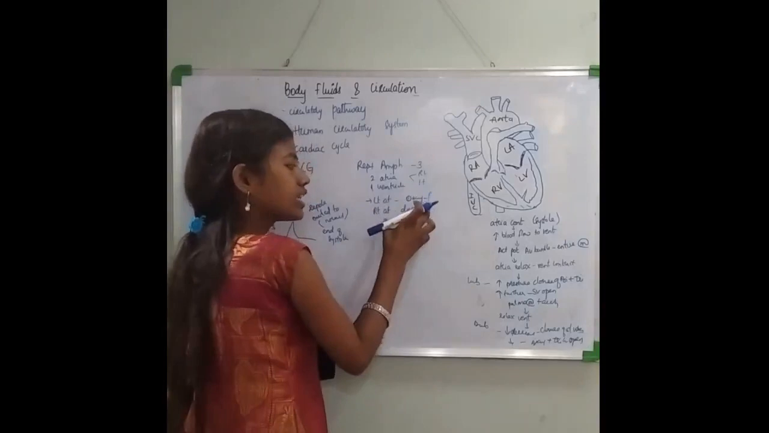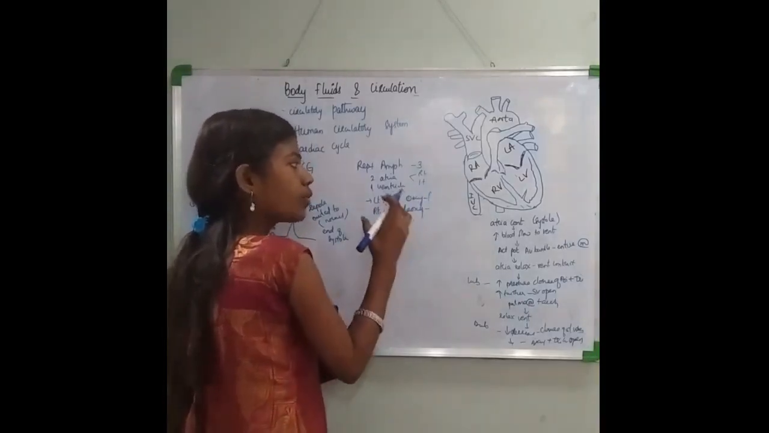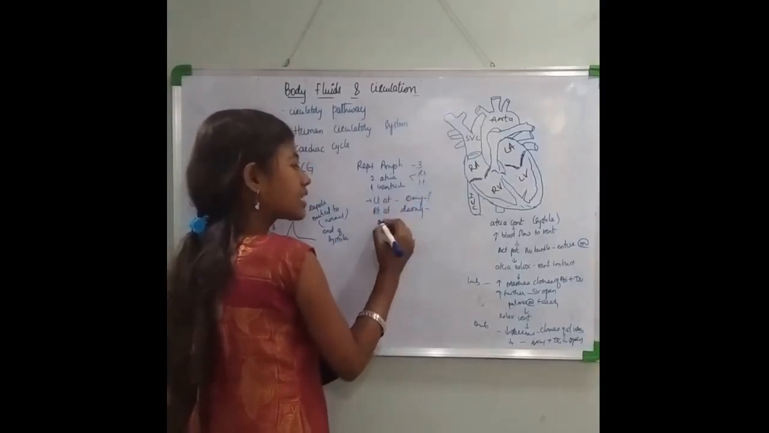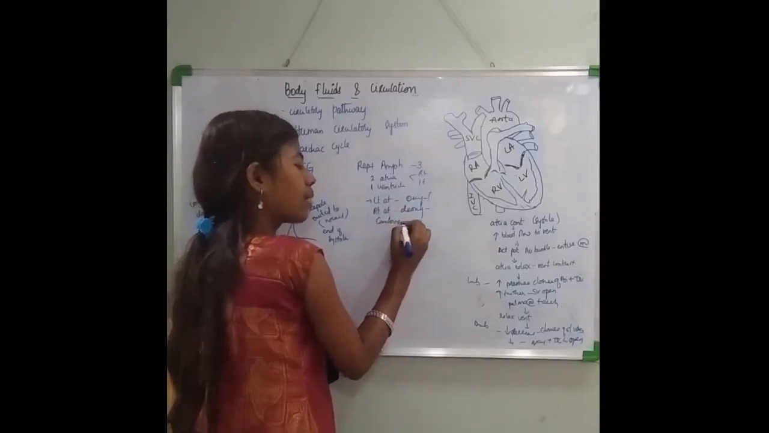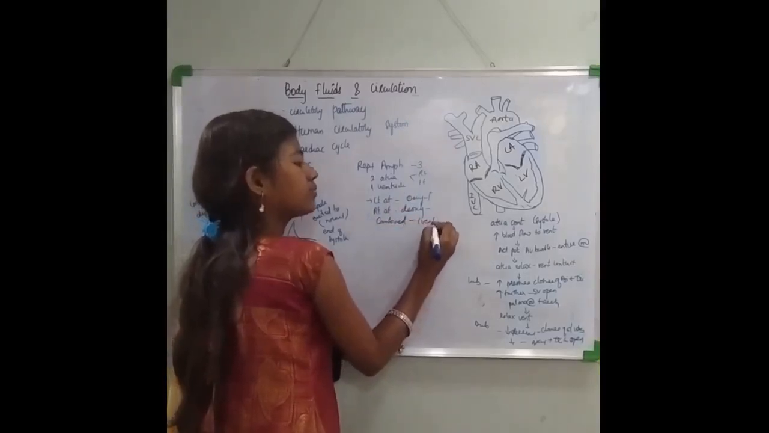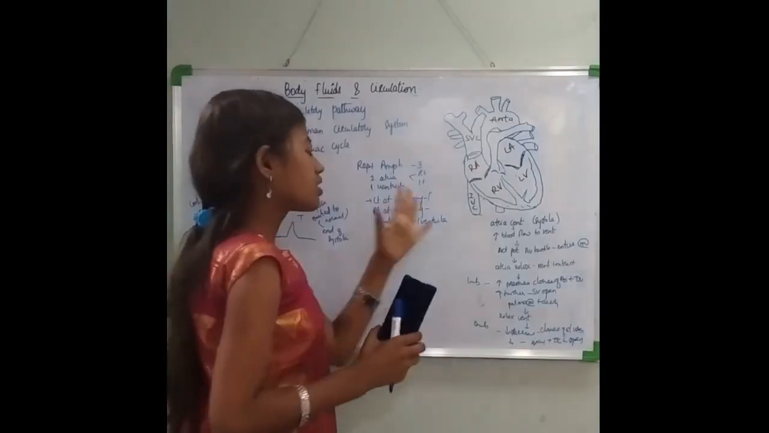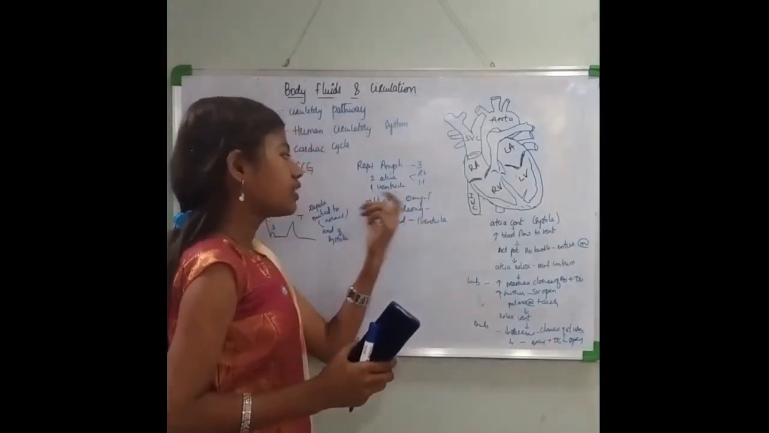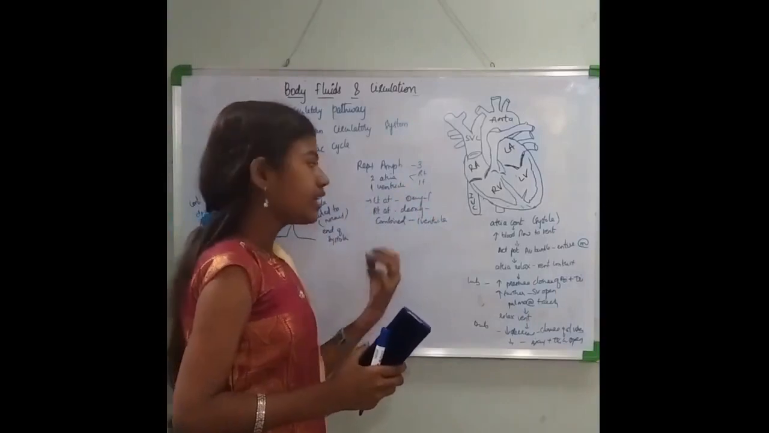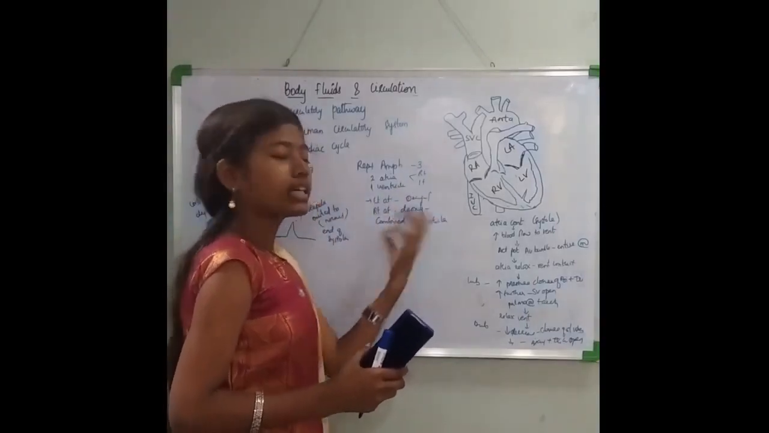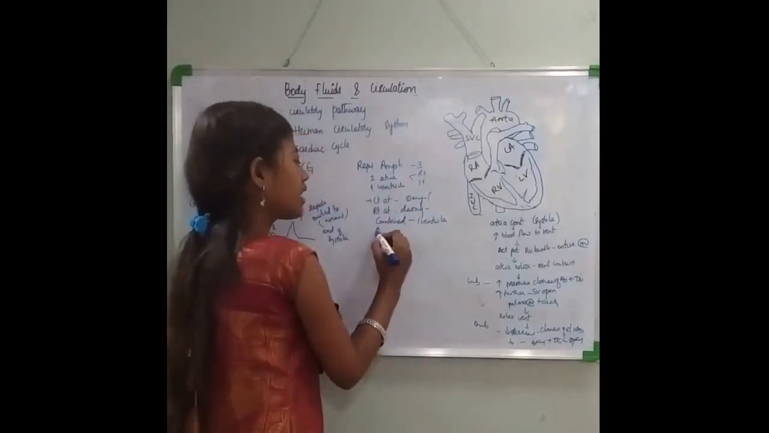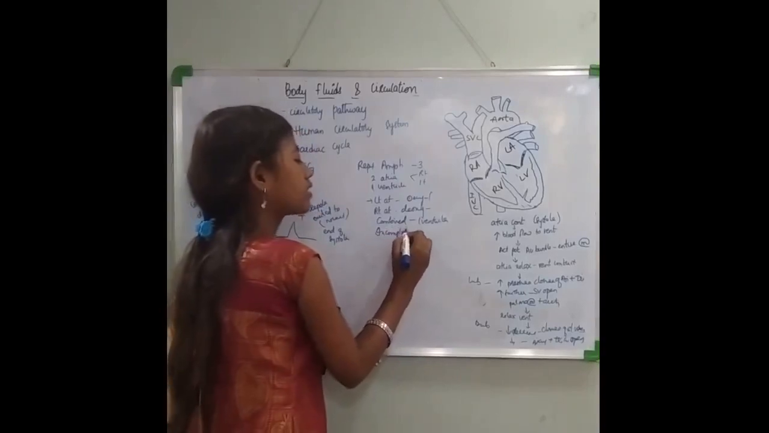Now these oxygenated and deoxygenated blood get combined or mixed up in one single ventricle. Three chambers, right? So two atria and one ventricle. Oxygenated blood you are getting at the left, deoxygenated you are getting at the right. Both of them get mixed at the one ventricle. So this is referred to as incomplete double circulation.